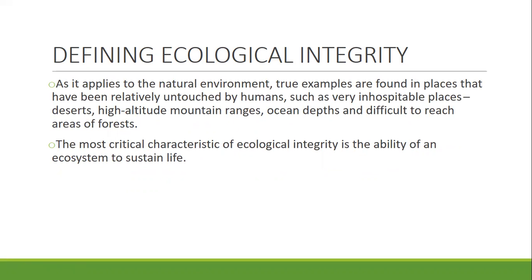So as it applies to the natural environment, true examples are found in places that have been left relatively untouched by humans. Many of these places across the world that still remain in this state of ecological integrity are really environments that are very inhospitable, such as desert areas, high altitude mountain ranges, ocean depths, and areas of forest that are very difficult to reach. These are some of the most pristine natural environments that we could probably identify and describe as having ecological integrity. So the most critical characteristic of ecological integrity is the ability of an ecosystem to sustain life.